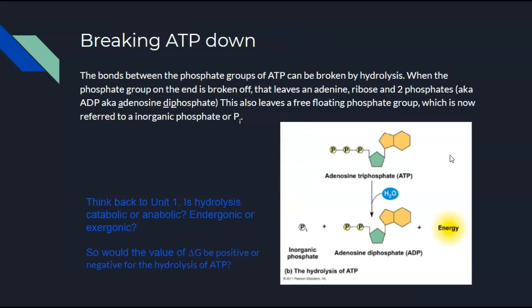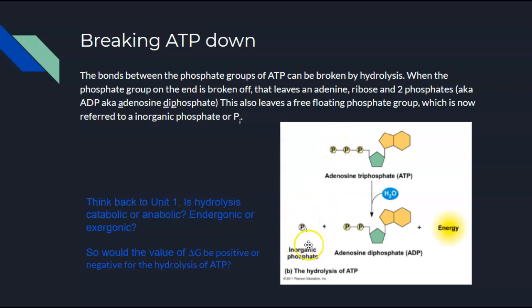So here's what happens. When you break down ATP, it gets broken down by hydrolysis. We learned about that in Unit 1. Remember water coming in to bust a thing apart? Water comes in right here and breaks off this last phosphate group, which leaves our adenine, our ribose, and 2 phosphates, which is called ADP, for adenosine diphosphate, di meaning 2. When water breaks off this one, it's now over here.